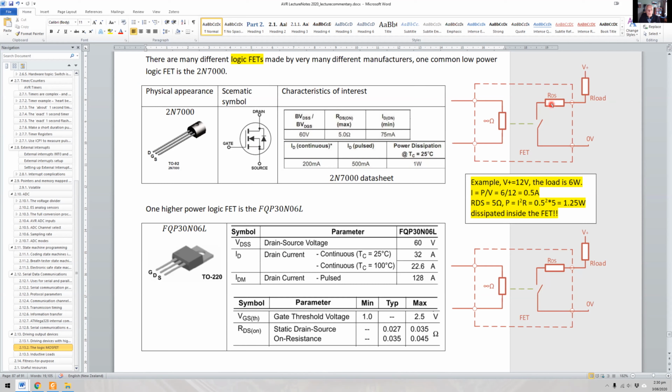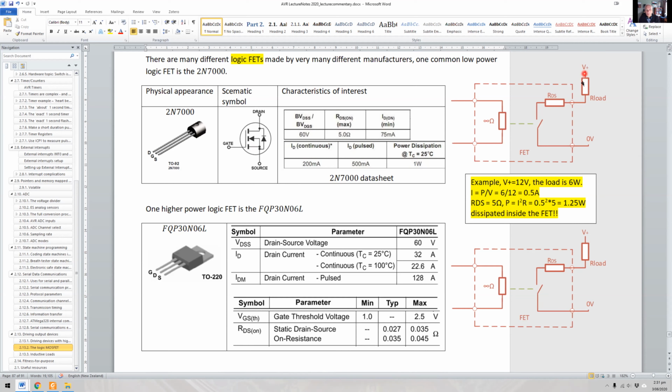So let's have a think about this. Let's say we've got 12 volts here. And this is a 6 watt load. So a 12 volt, 6 watt load, that's sort of like a bulb on the inside of a car. Now, the power is 6 watts, the voltage is 12, that means the current is ½ an amp, okay? And RDS is 5 ohms, so that means that we have got ½ an amp flowing here through the circuit.